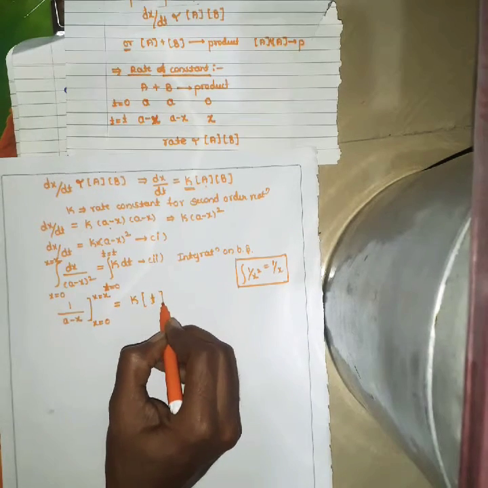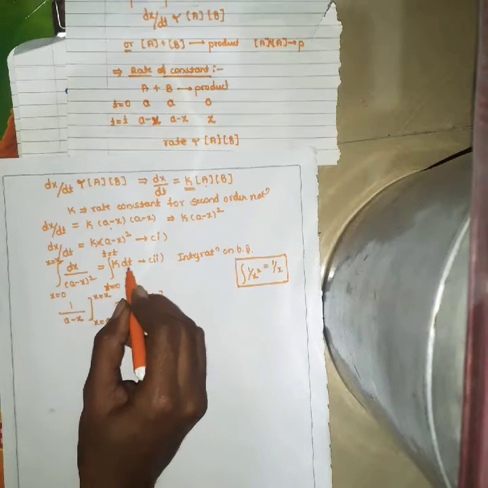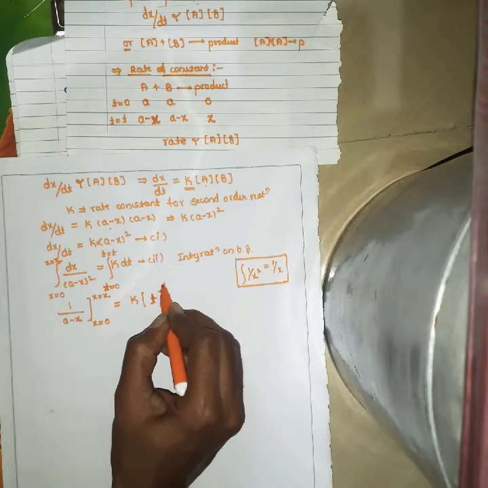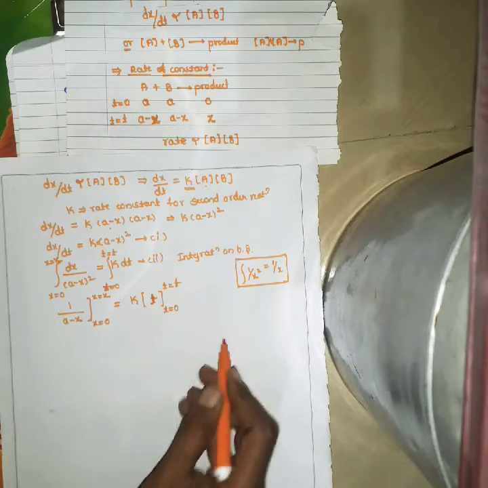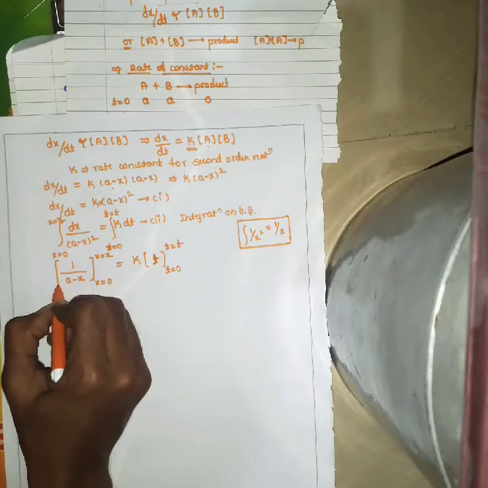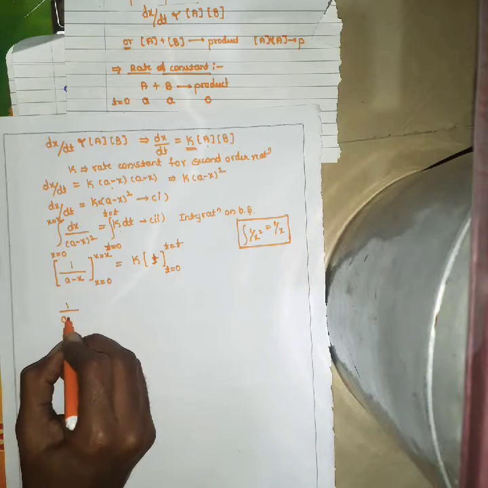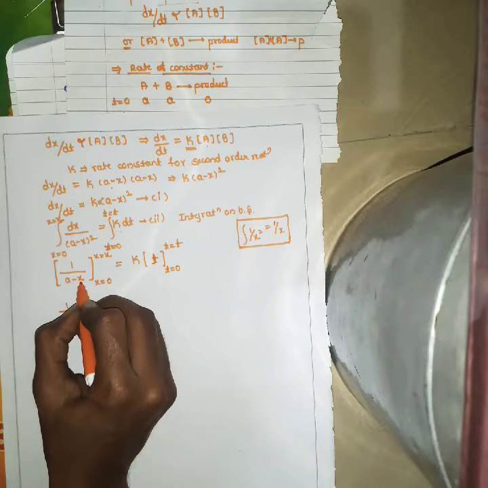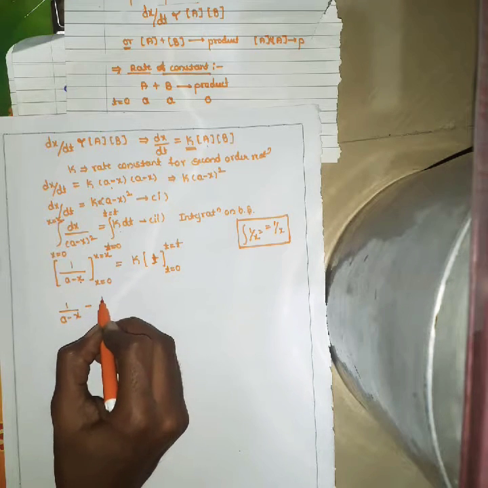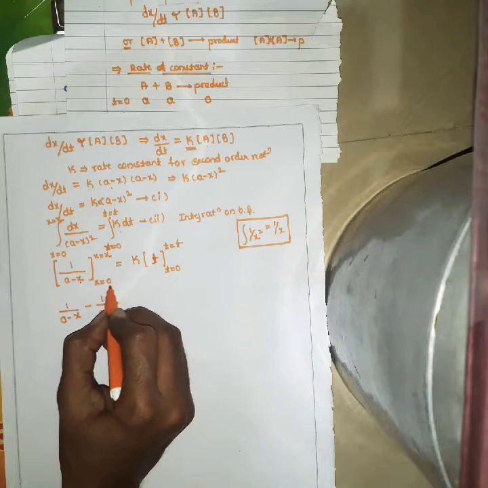The integration of dt will be t, with limits from t equal to 0 to t equal to t. Substitute the upper limit and lower limit. Wherever x is there, put x: 1 divided by (a minus x) minus 1 divided by (a minus x) at x equal to 0.